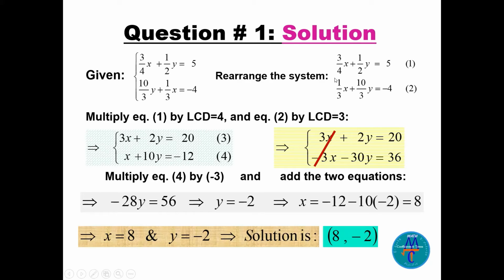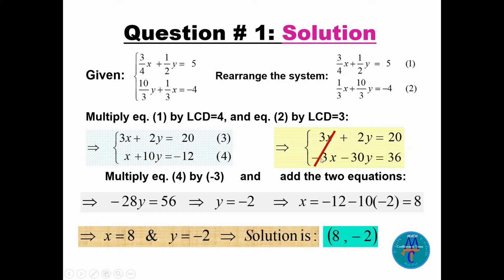Now, in the first equation, we have 4 and 2 in the denominators, so multiply by 4. Both sides, remember. When you multiply by 4, do not forget the 5. That will be 20 here. Here we have 3 and 3, the LCD will be 3. Also multiply by the minus 4, so it will be minus 12. So this is the given. This is after we rearrange equations 1 and 2. This is equations 3 and 4. Here we have 3x and x, so it is easy to multiply by minus 3 down. Minus 3 times 10, minus 3 times minus 12 will be 36.